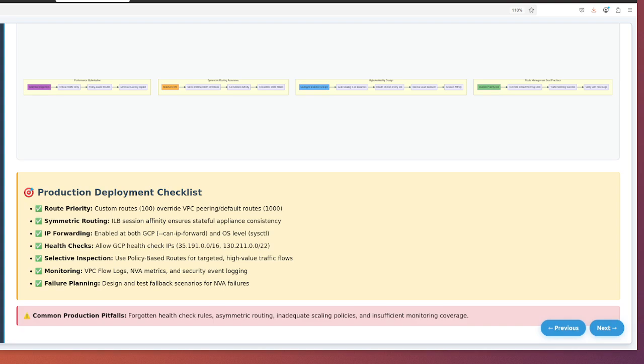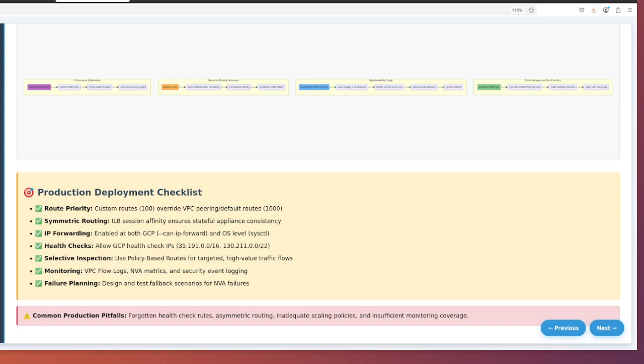Symmetric routing is critical for stateful security appliances. Firewalls, IPS systems, and load balancers maintain state tables that track connection information. If outbound traffic goes through NVIDIA Instance 1 but return traffic goes through NVIDIA Instance 2, the state tables won't match and traffic gets dropped. The internal load balancer's session affinity feature solves this by ensuring both directions of a conversation use the same backend instance. Configure this properly or your stateful appliances will behave erratically.